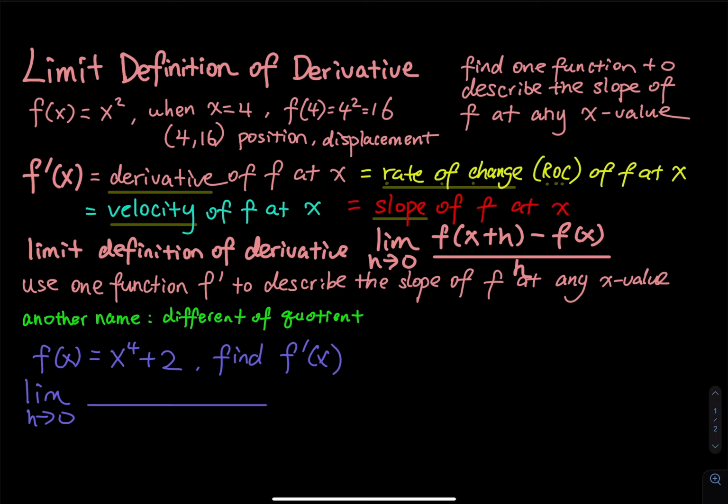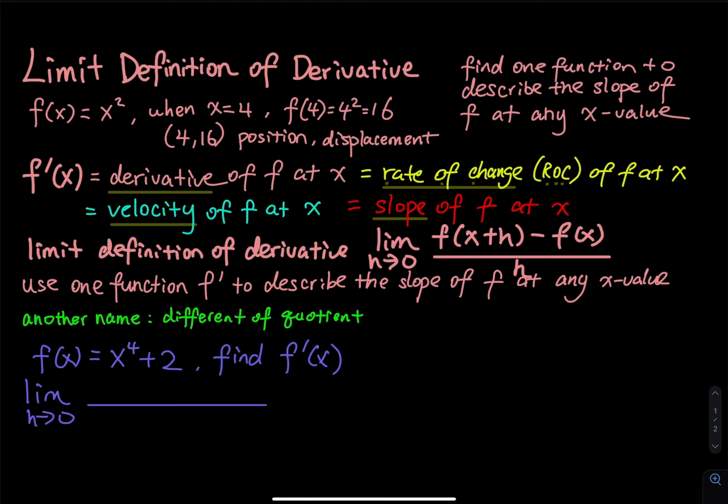So the limit definition of derivative is the limit as h goes to 0. On the top we have f of x plus h minus the function itself, divided by h. This uses one function f prime to describe the slope of f at any x value. Some textbooks use a different name. They call this the difference quotient. But most textbooks just call this the limit definition of derivative.